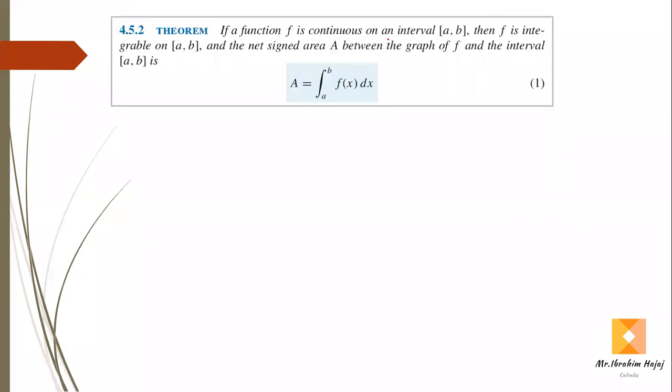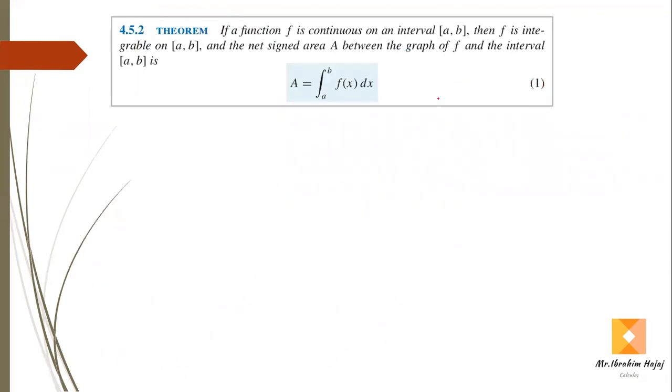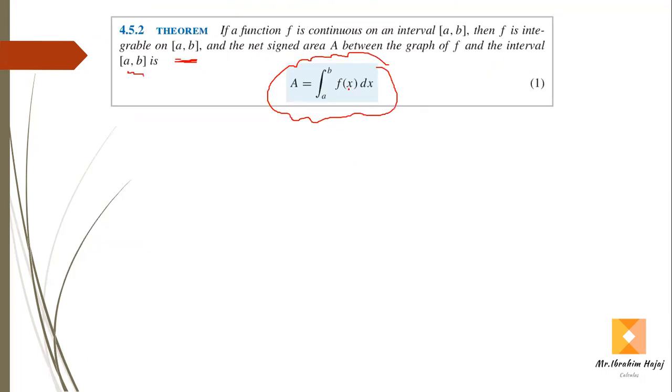So if a function f is continuous on the interval [a, b], continuous meaning there are no gaps or breaks in the function, then f is integrable, and we can find the integral of this function on the closed interval [a, b]. The net signed area between the graph of f and the interval [a, b] is here: because delta x approaches zero when you take the limit, you have only the integral from a to b of f of x dx.